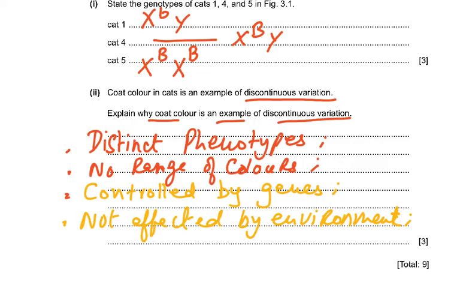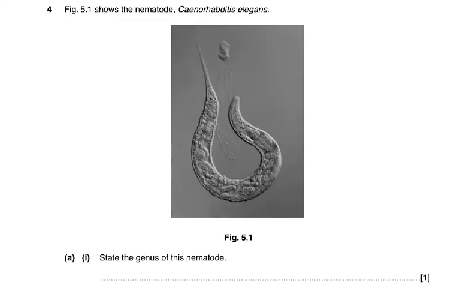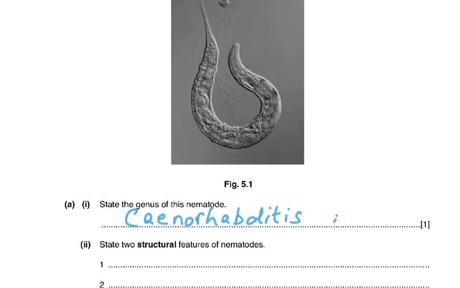So distinct phenotypes, no range of colors, so it can't be continuous variation, it's controlled by genes and is not affected by the environment. Question 4, figure 5.1 shows the nematode, Caenorhabditis elegans, whatever, it's a long, difficult name. State the genus. The genus is always this one. Genus and then species. So you just have to write that again. So you just wrote that, and that is the genus.